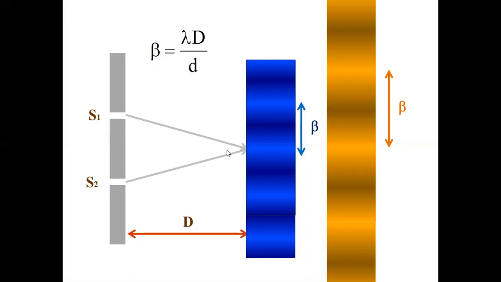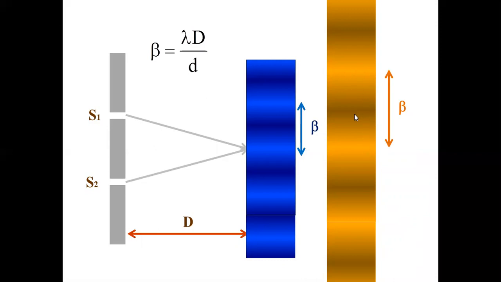That means the central fringe is common for all, because even if red travels from here and red travels from here, or blue travels from here, crest should fall on crest. They should superpose constructively, and whatever be the wavelength, this is a bright fringe. Now, the next bright fringe of red is a little bit away.